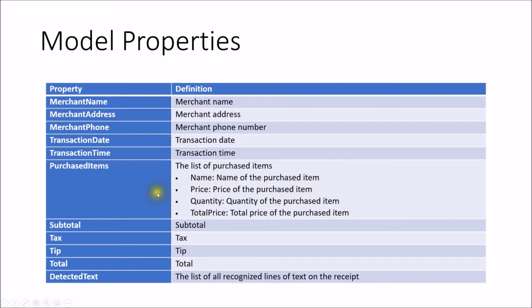So whenever we created the collection, we used the control name dot its property name, that is purchased item. So we are getting the entire thing inside the collection. Subtotal, tax, tip, total and detected text, this is all the information that we are getting from our out of the box model. We just need to keep these properties in mind.